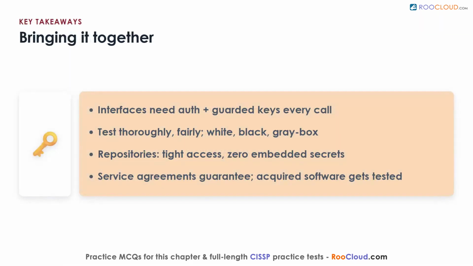So let's bring it together. Application interfaces need authentication and carefully guarded keys on every sensitive call. Test software thoroughly and fairly, with reasonableness checks, misuse cases, no live data early, and an independent tester choosing among white, black, and grey box philosophies. Code repositories power collaboration but demand tight access control and zero embedded secrets. Service agreements pin down measurable guarantees. And acquired software shifts responsibility yet always earns a security test. Master these, and every seam where your software meets the outside world becomes a controlled one.